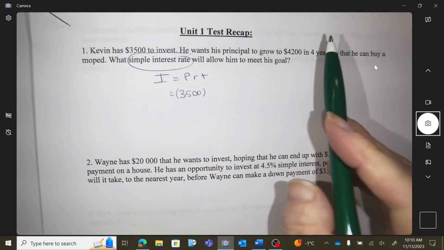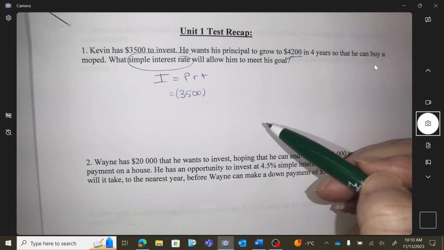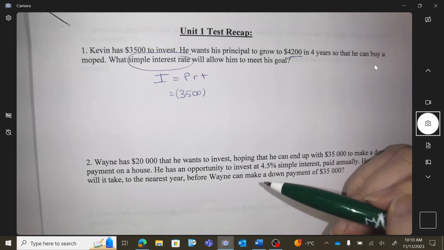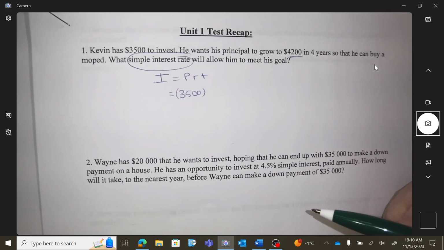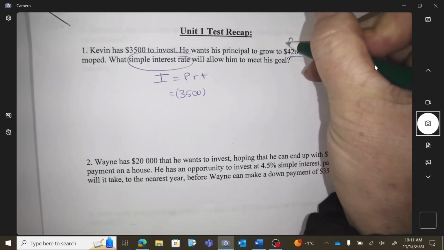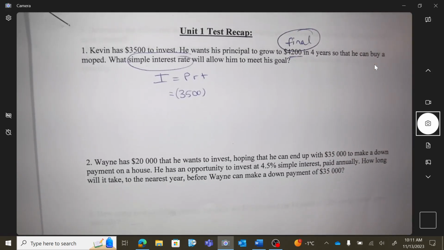He wants it to grow to 4,200. Where are you going to put the 4,200? You're going to put 700. Oh, yes, Lane caught it. I'm going to put 4,200 nowhere. It's not interest. It's not principal. Okay, it is what? It is a final.